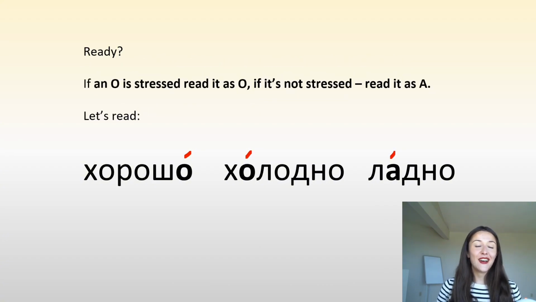Ready? So if an O is stressed, read it as O. If it's not stressed, read it as A. Let's read. Хорошо. Холодно. Ладно. One more time. Хорошо. Холодно. Ладно.